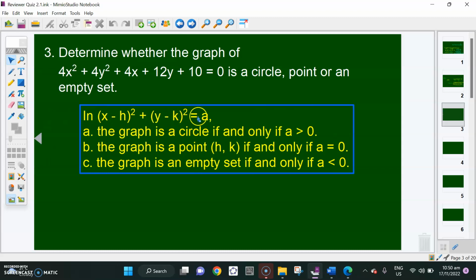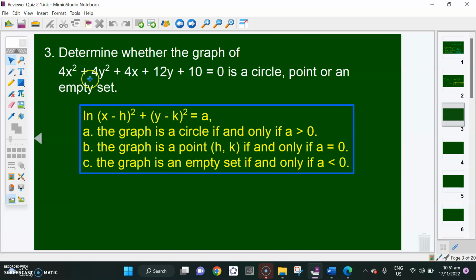Okay, so we have to remember the following. In the standard form, (x minus h) squared plus (y minus k) squared equals a, where our r squared is a. If a is positive, or a is greater than 0, then we have a circle. On the other hand, if a equals 0, it will just represent a point. And lastly, if a is negative, or a is less than 0, then the graph is an empty set.